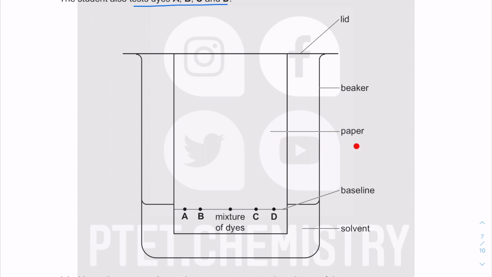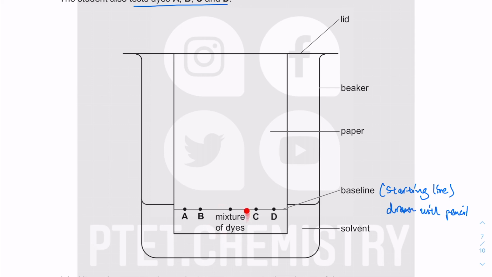Okay, this is the filter paper. It's supported inside a beaker, and what you have is this is the baseline, which you draw using the pencil. Okay, so this is drawn with pencil, and the solvent will slowly move up, and together with each of these pure substance, they will also move up depending on how soluble they are in the solvent. They will move further up if they are more soluble in the solvent. They will move slower, meaning they will not travel a great deal of distance if they are not so soluble in the solvent.